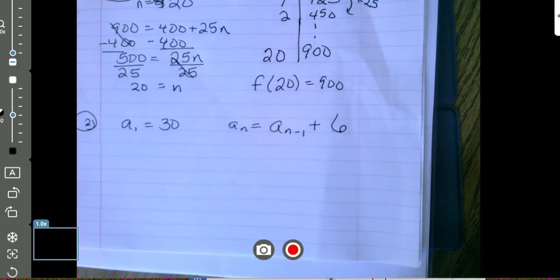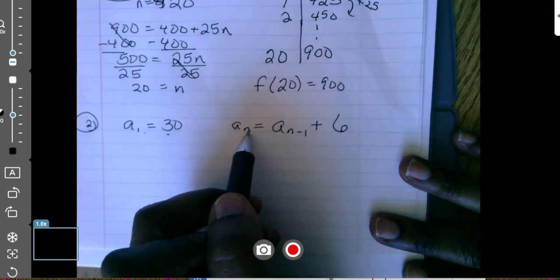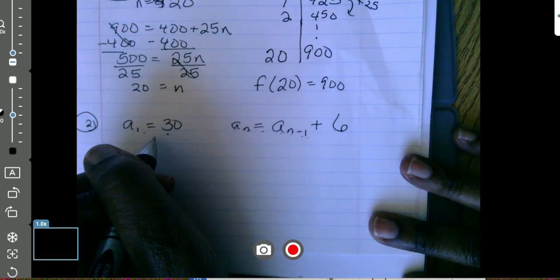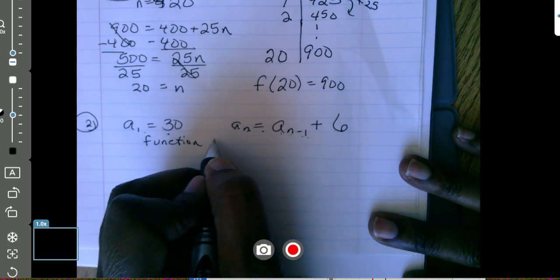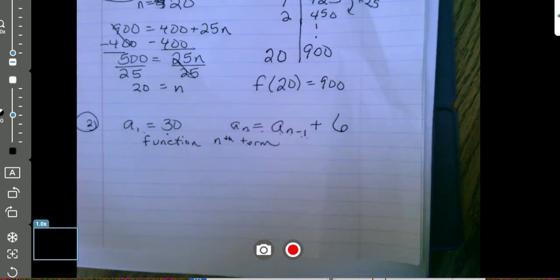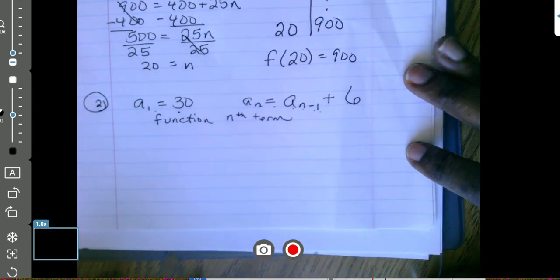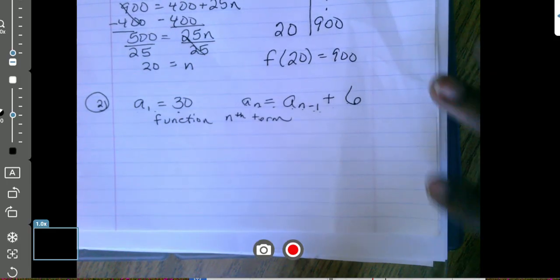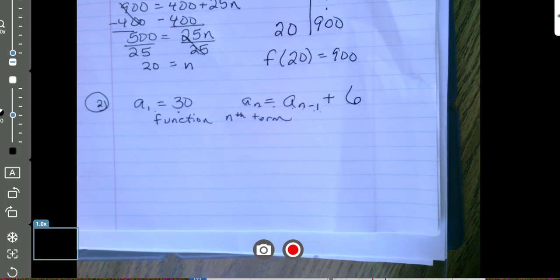Okay, here we go for question number 2. On question number 2, they tell us that a sub 1 is 30 and a sub n equals a sub n minus 1 plus 6. And they want us to be able to find the function that we can use to find the nth term. We have talked about the nth term. We know we're doing sequences, so is this arithmetic or is this explicit? I mean, it's arithmetic, but is it recursive or explicit? To find the nth term, drum roll. Which formula are you going to use?